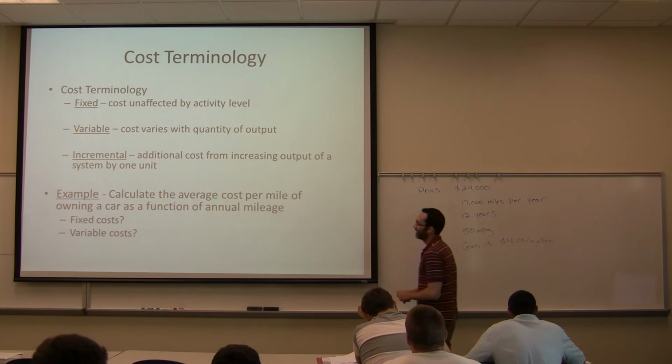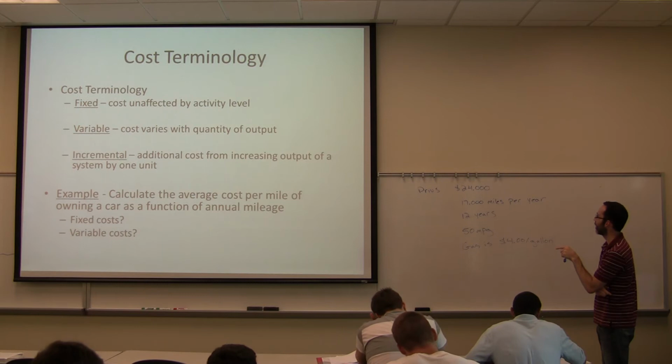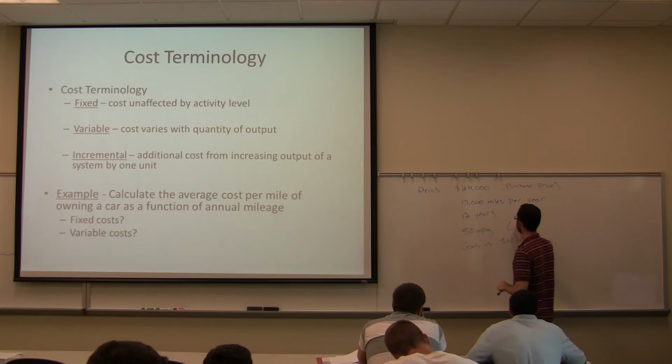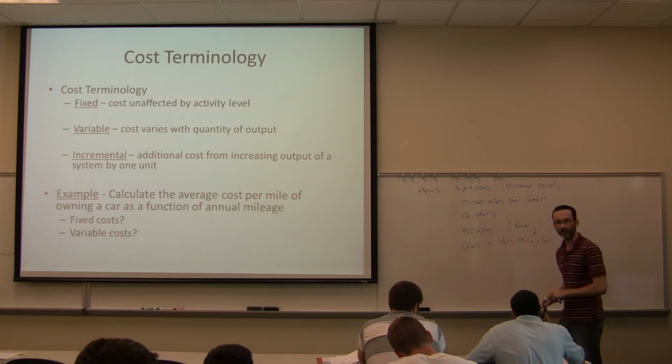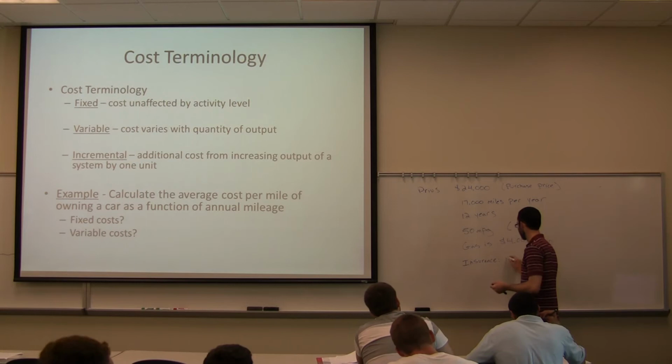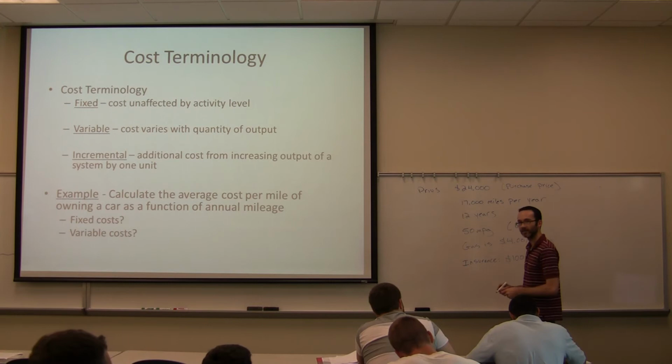So calculate the average cost per mile, fixed cost and variable cost. What are some of the costs besides this purchase price? What other costs are there? So there's gas. What are the things that cost you money in owning a car? Insurance. All right, insurance. Insurance on that car, I've looked it up, is about $100 a month for comprehensive and collision.